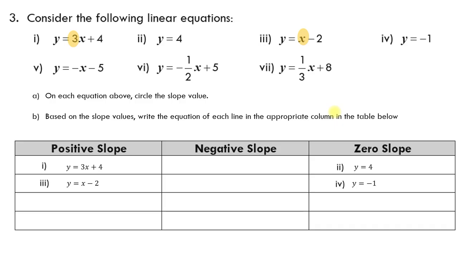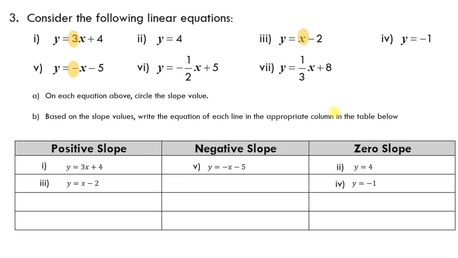Equation 5, y equals negative x minus 5. Well, the presumed number in front of the x term, or the coefficient of x, is negative 1. And negative 1 is a negative number, so we put that down as negative slope.